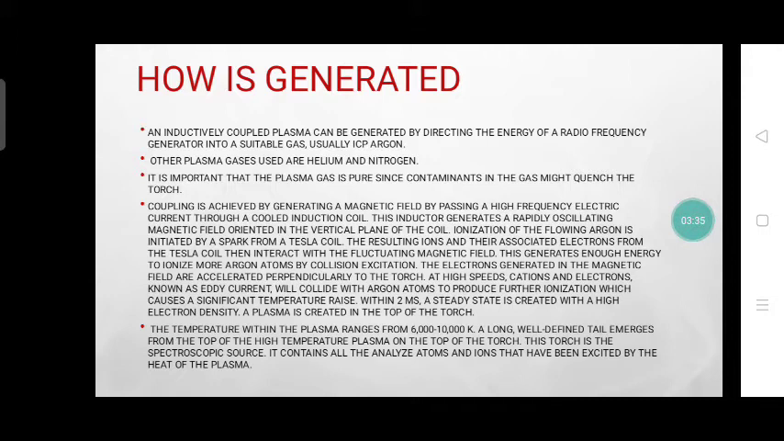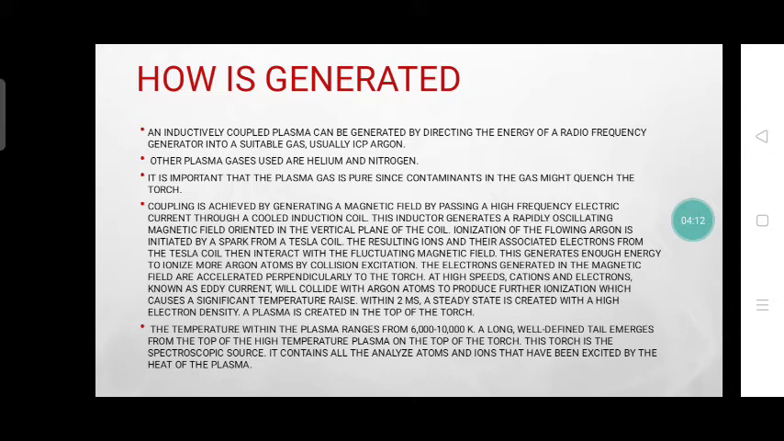At high speeds, cations and electrons, known as eddy current, collide with argon atoms to produce further ionization, which causes a significant temperature rise. Within 2 ms, a steady state is created with a high electron density. A plasma is created at the top of the torch. The temperature within the plasma ranges from 6000 to 10,000 K. A long, bell-shaped tail emerges from the top of the high temperature plasma on the top of the torch. This tail is the spectroscopic source.